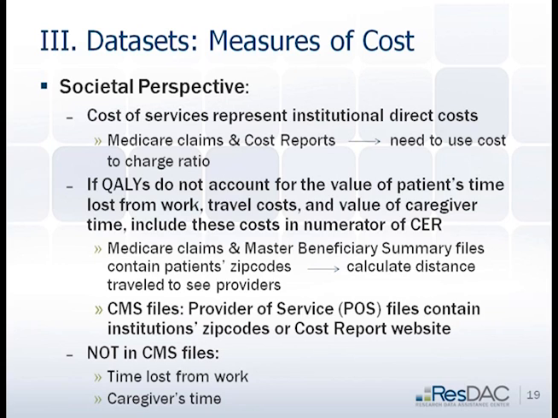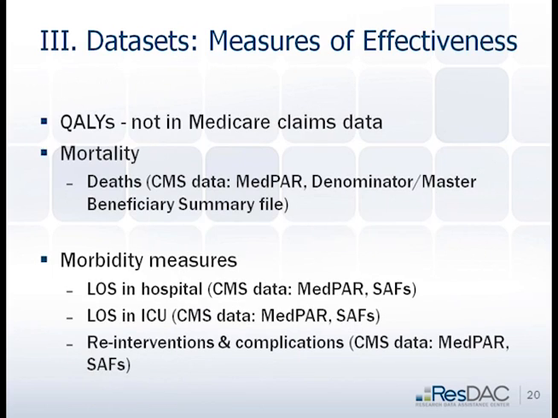The provider of service files do contain the institution zip codes, or you'll see them in the cost report. And if you go on their website, you'll be able to obtain more information about that. So again, what you will not find in the CMS files is the time lost from work or the caregiver's time. All right, so in terms of QALYs, what do you have in the Medicare data?